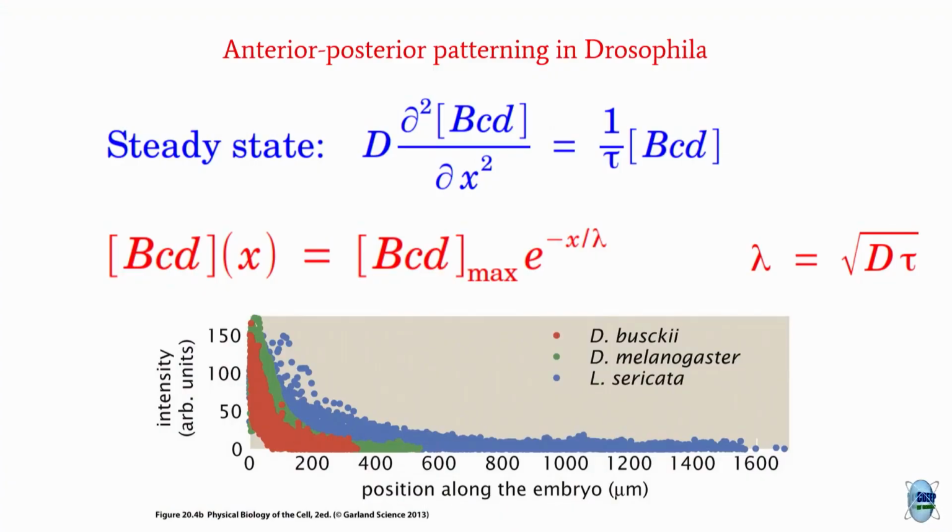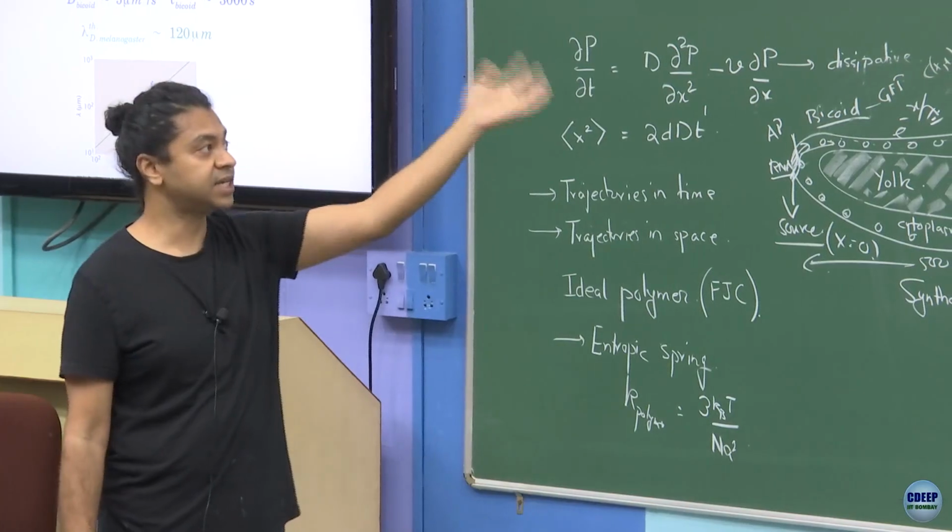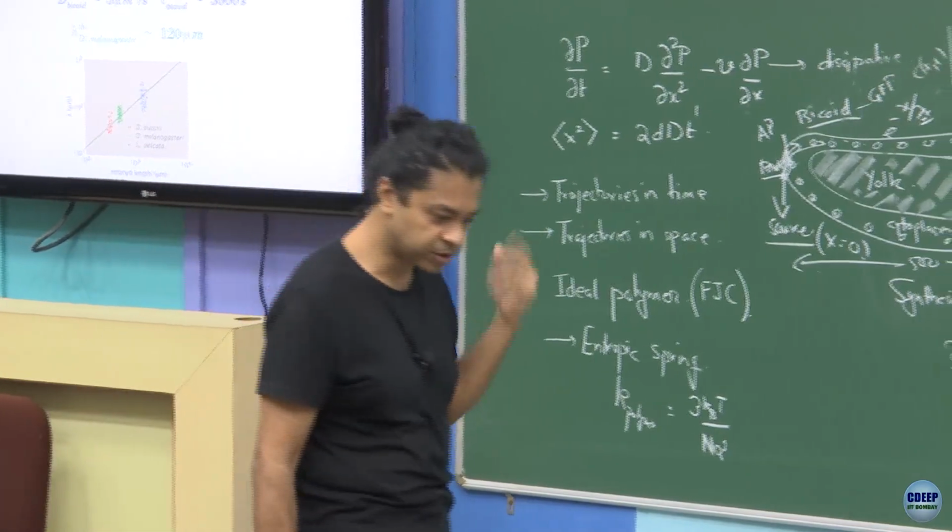In experiments, you do see exponential profiles like this. The numbers seem to match up, at least for Melanogaster, but on the other hand, you don't explain everything, in that you don't explain how these numbers scale with the embryo length, and we still don't have a theory for this. It's an open question as to how the Bicoid gradient length scale scales with embryo size. It's an open question.